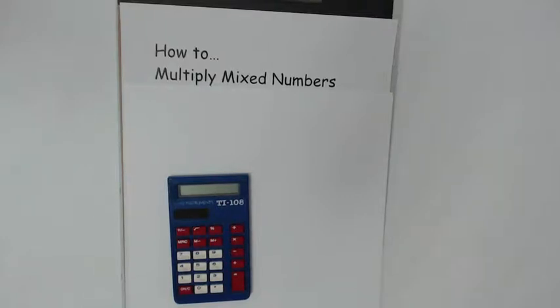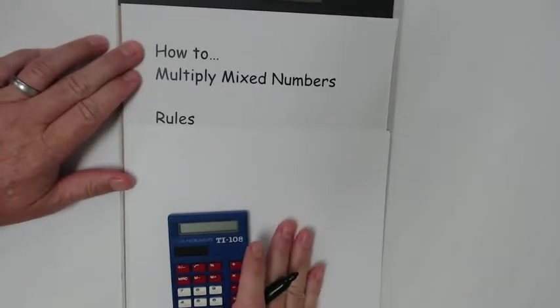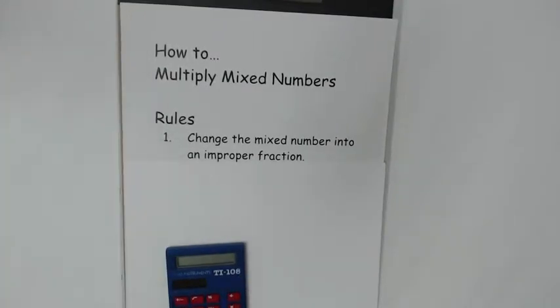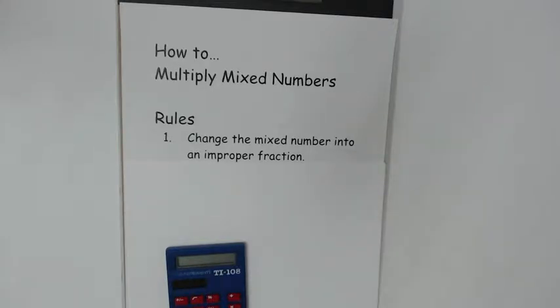In this video, we're going to go over how to multiply mixed numbers together. To do this, the very first thing we need to do is change a mixed number into an improper fraction.